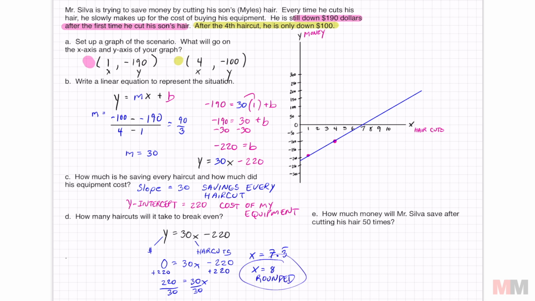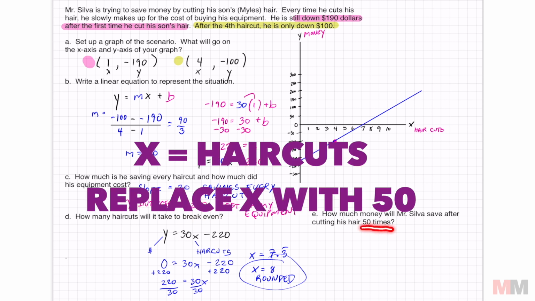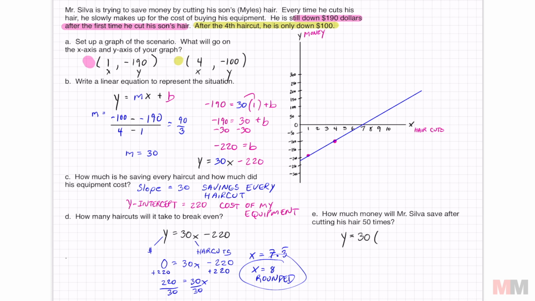And the last question. How much money will Mr. Silva save after cutting his hair 50 times? We can use the same equation right here, except this time we're given a different value to replace. 50 haircuts. So I'm going to change that x to 50 and I can answer this question right here. Y equals 30 times, instead of x, again, we're replacing it with 50, the amount of haircuts. Let's see how much I'll save over the long run. 30 times 50 is 1,500. Y equals $1,280 in savings.